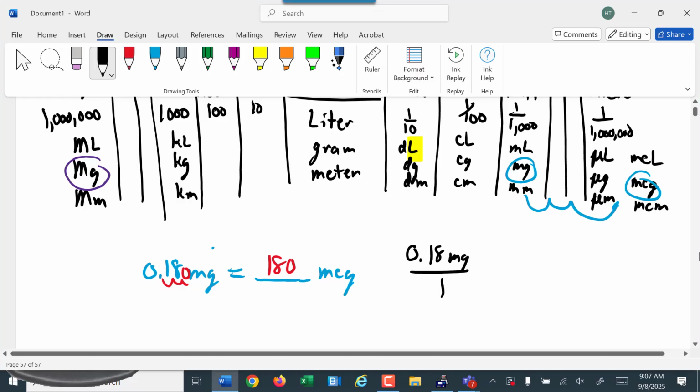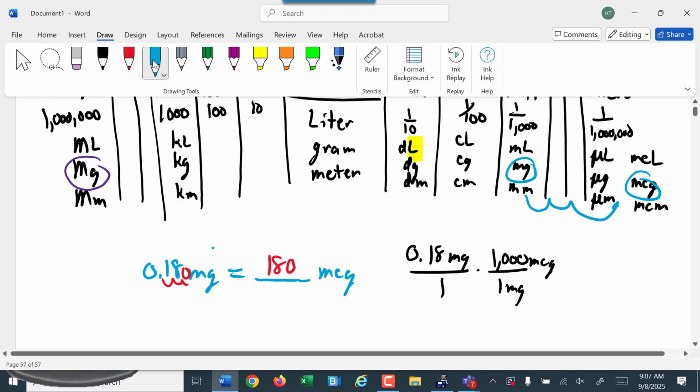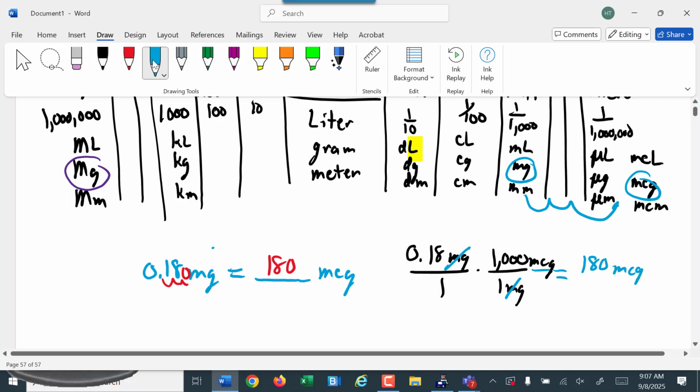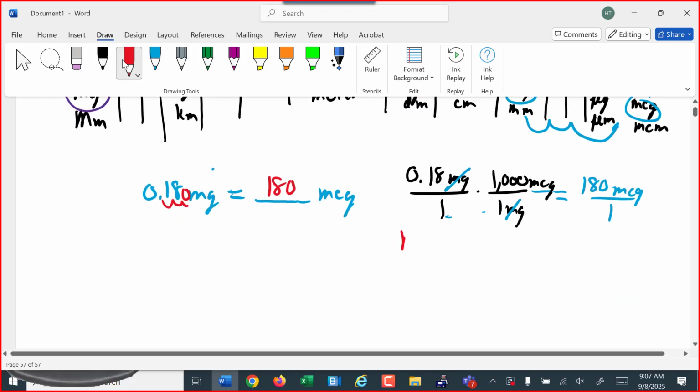We like to use dimensional analysis for medical math, so we also could have done 0.18 milligrams and then done a conversion factor. We know that 1 milligram equals 1,000 micrograms. The micrograms cancel out in this, and we'd multiply 0.18 times 1,000 is 180. We have the microgram units up top. And on bottom, 1 times 1 is 1. This process I just did is called dimensional analysis.